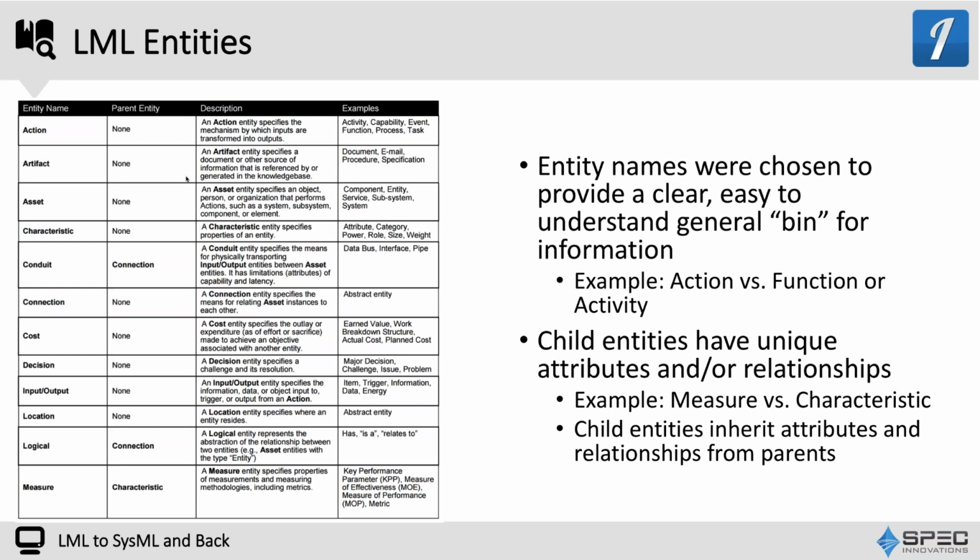So again, what makes it a child means that it has to have some kind of unique attributes and/or relationships. A good example is measure versus characteristic. Characteristic has a value in it. Measure gets into threshold values, objective values, direction of goodness, which is direction of improvement. So a lot of other attributes show up with a measure. This is where you would capture your detailed metrics of a system.